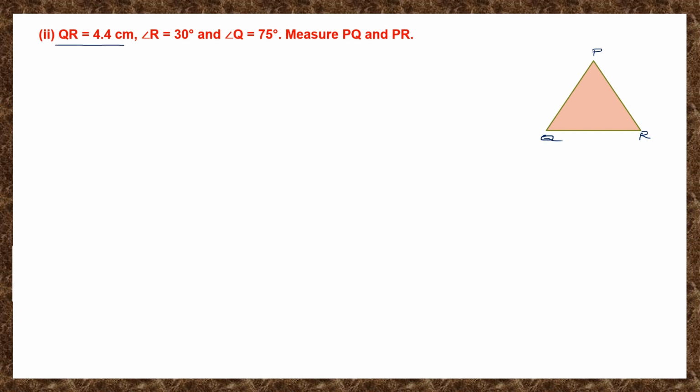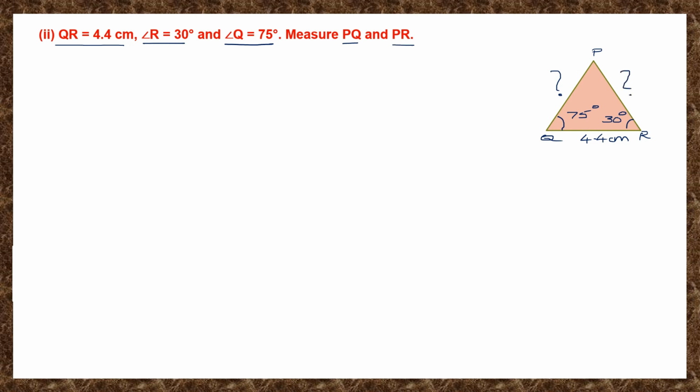According to the question, QR is 4.4 centimeters and then angle R is 30 degrees. So here we need to construct 30 degrees. Angle Q is 75 degrees. So here we need to construct 75 degrees. Then we have to measure PQ. Now PQ is this side and PR is this other side. So we have to measure these.